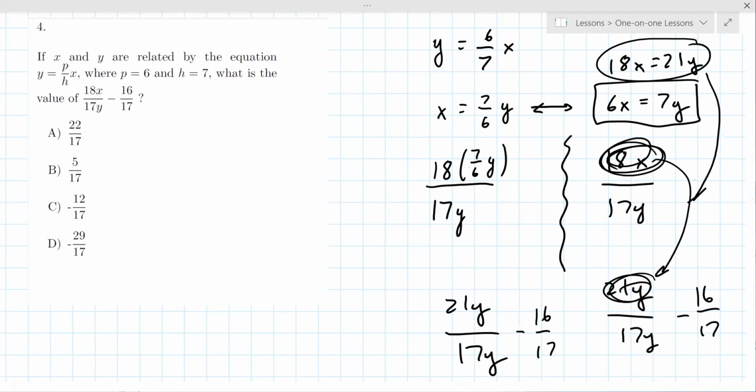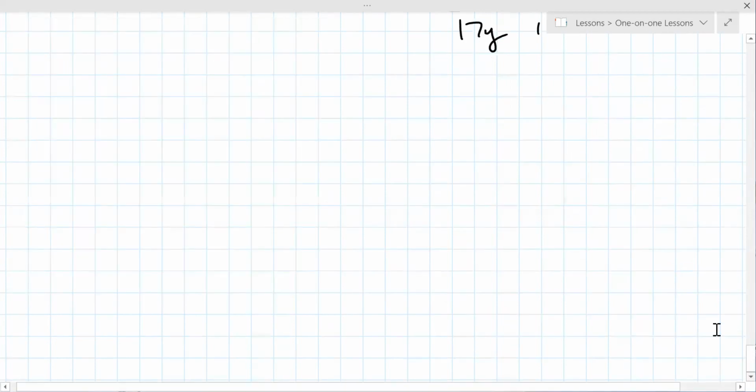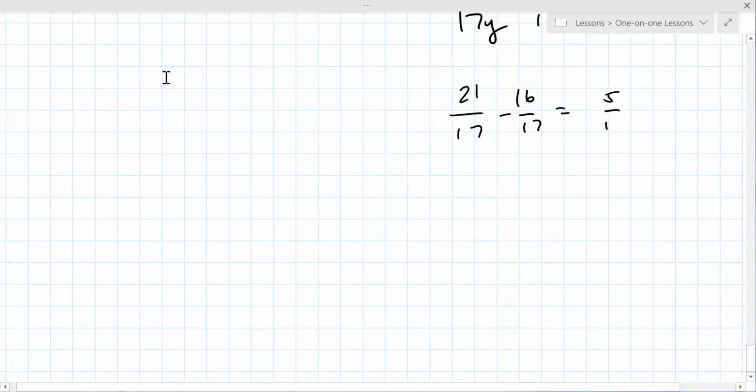So the y's cancel, so it's 21 over 17 minus 16 over 17. So it's 5 over 17.